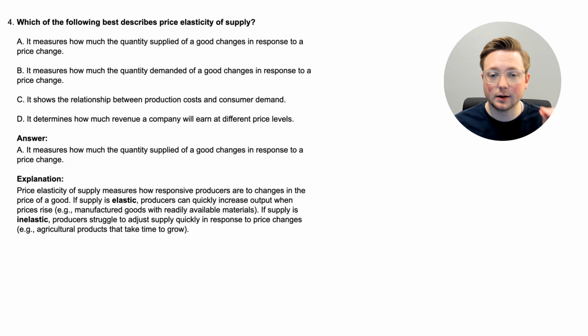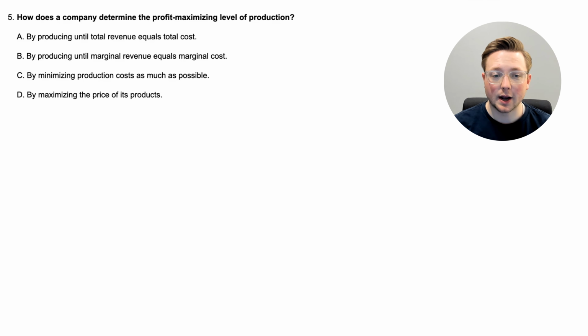Now with that, we've talked about price elasticity of supply. Now let's go to the next question. Okay, here we are at question 5. How does a company determine the profit maximizing level of production? So again, kind of another topic. Remember, this blueprint topic has like 3 different things we needed to talk about. Now we're talking about profit maximizing production. Let's walk through these options.